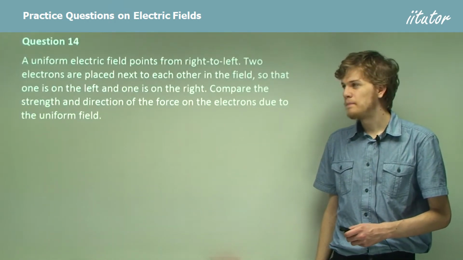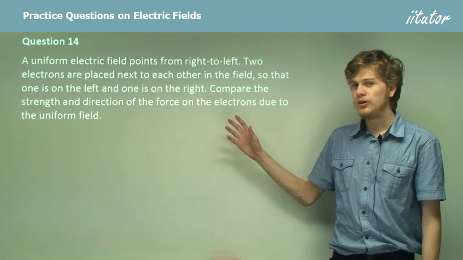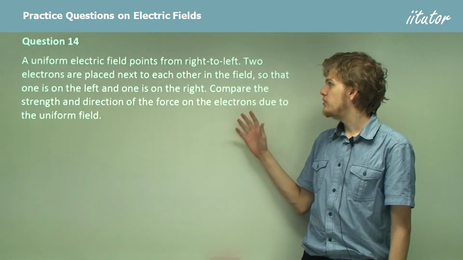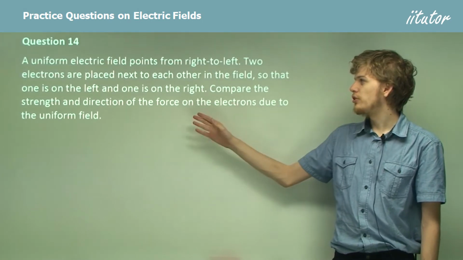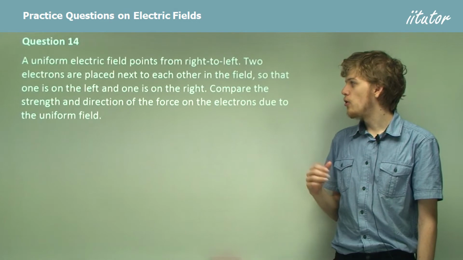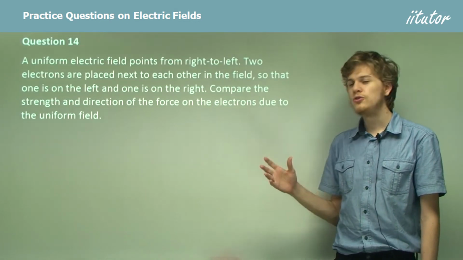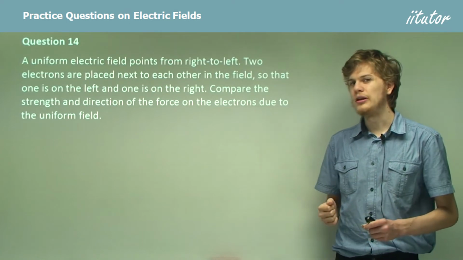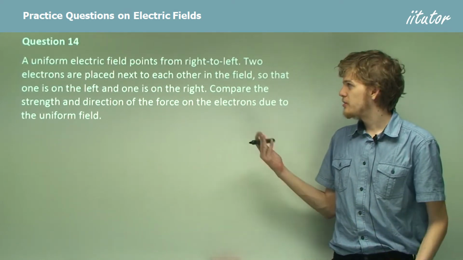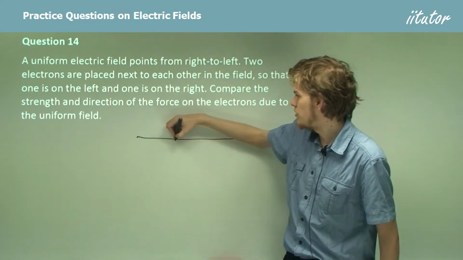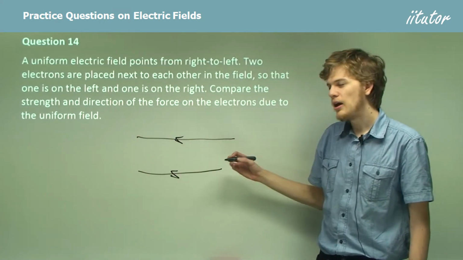Question 14. A uniform electric field points from right to left. Two electrons are placed next to each other in the field, so one is on the left and one is on the right. Compare the strength and direction of the force on the electrons due to the uniform field. So we can ignore the force due to each other. Alright, so let's think about this. We have the electric field pointing right to left in this direction, and we have two electrons.